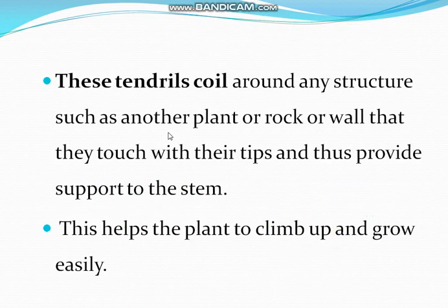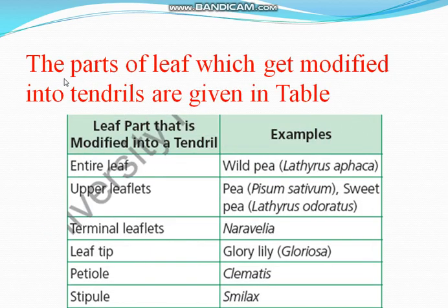And moving on, these tendrils coil around any structure such as another plant or rock or mold that they touch with their tips and thus provide support to the stem. This helps the plant to climb up and grow easily. And the parts of leaf which get modified into tendrils are given in the table. Here the leaf part that is modified into tendril, and examples, you can also see.